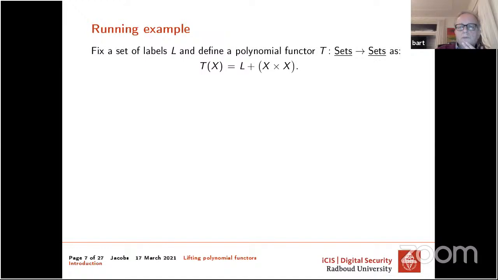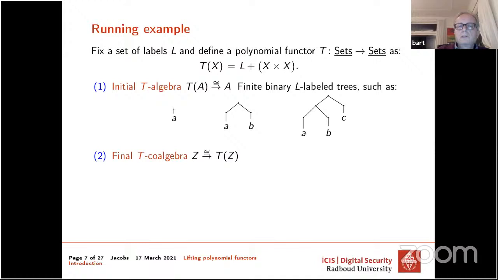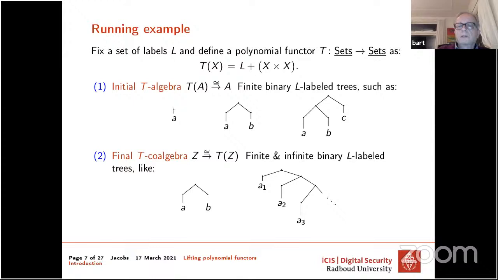And we can look at the initial algebra and the final co-algebra of this, and you may want to think a little bit for yourself what the initial algebras are. Again, if you're trained in this a little bit, it comes up fairly quickly. Initial algebras are the finite binary L-labeled trees, which arise in this way. So an element a forms an element of the tree, and if you have two trees, you can join them together to form a new tree in this way. And here are examples. Now, final co-algebras are both finite and infinite L-labeled trees. So you see this one appearing again, but you can also have infinite trees now in this final co-algebra. And this is how these kinds of data types are used in computer science, but also in proof systems like Coq, for instance.